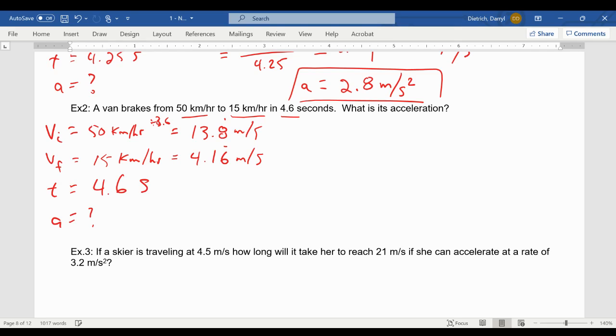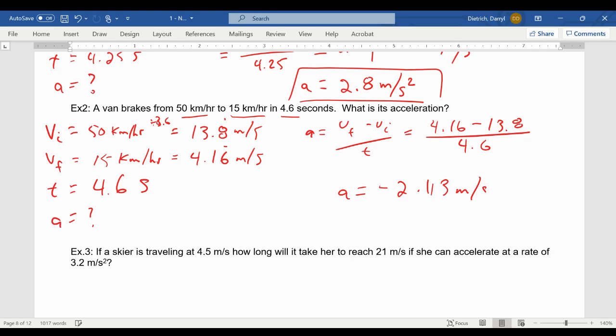So here are all of our variables, our knowns and unknowns, and then if we plug these numbers into our formula, we should find that our final minus our initial velocity, divided by our time, works out to negative 2.113 meters per second squared.